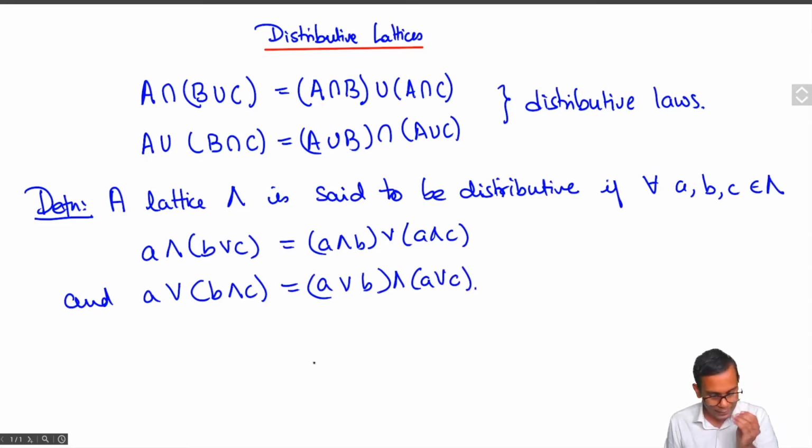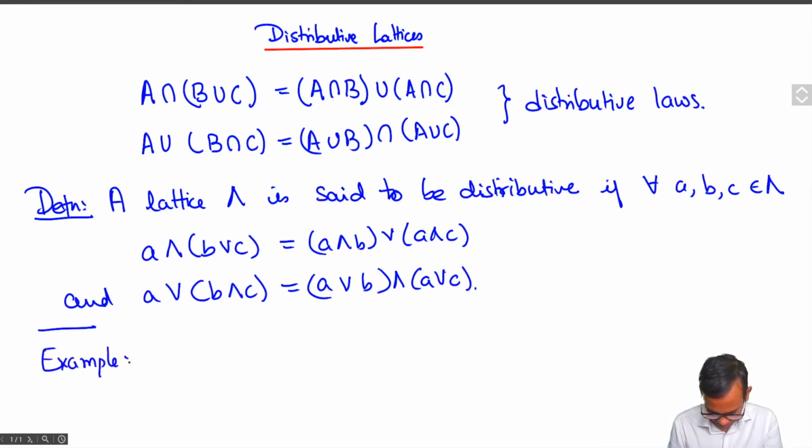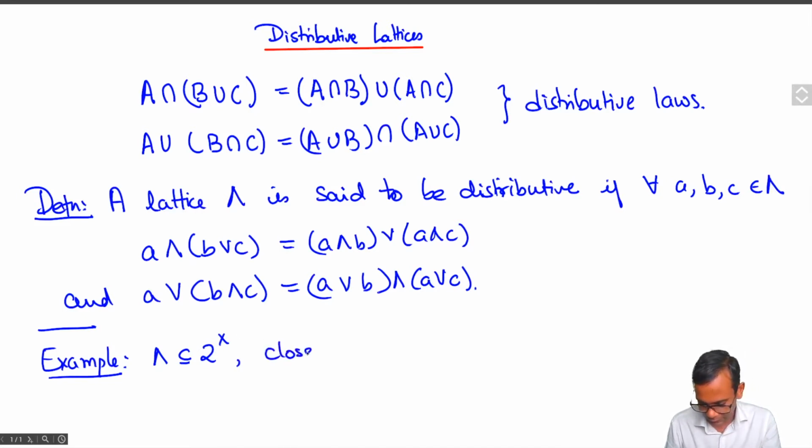Now suppose, for example, your lattice is a subset of the power set of a set, and closed under intersection and union. Then the join and meet of this lattice will coincide with the intersection and union of the sets. And so what we'll have is distributivity.